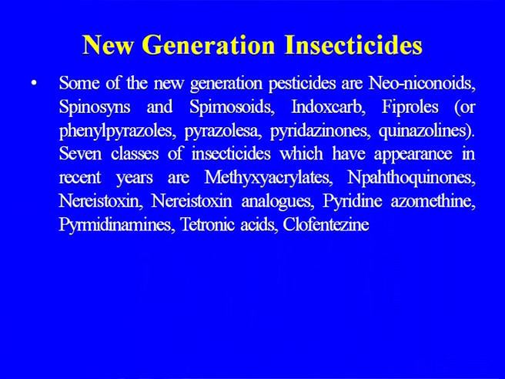Some classes of insecticides which have appeared in recent years are methoxyacrylates, naphthoquinones, nereistoxin analogues, pyridine, azomethine, pyrimidinamines, tetronic acids, clofentezines.